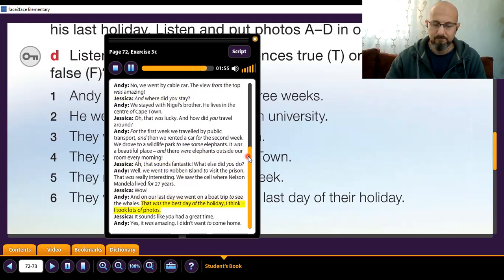That was the best day of the holiday, I think. I took lots of photos. It sounds like you had a great time. Yes, it was amazing. I didn't want to come home.